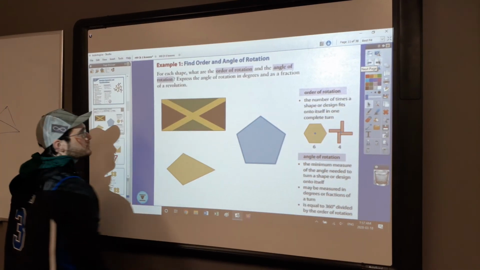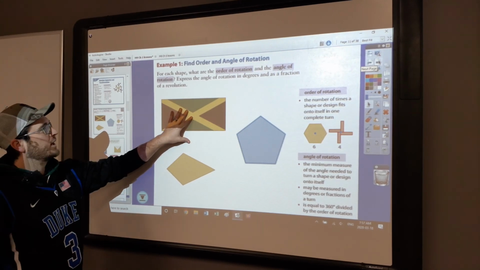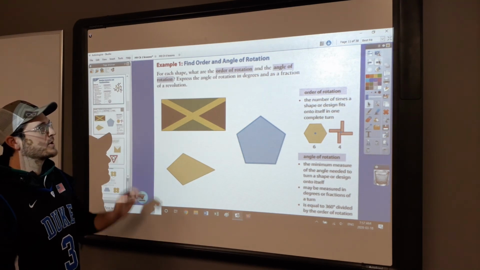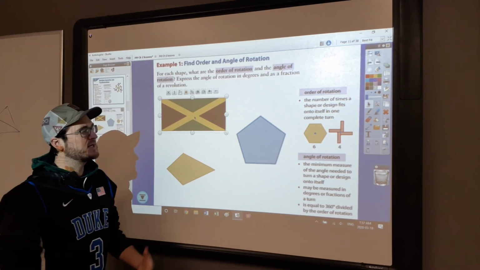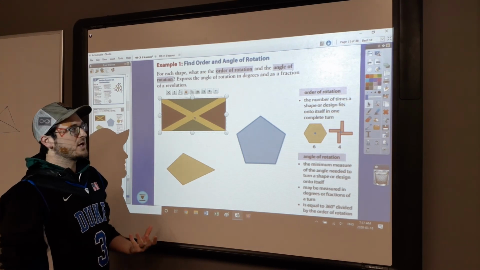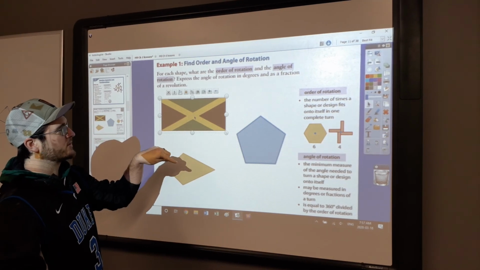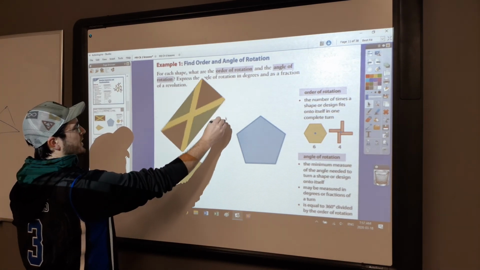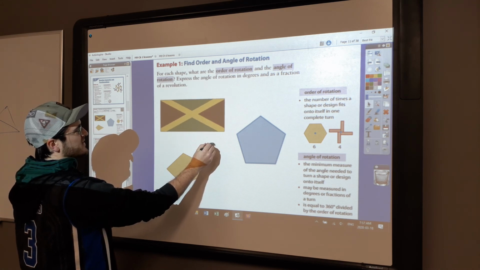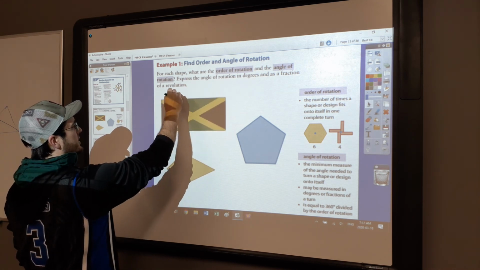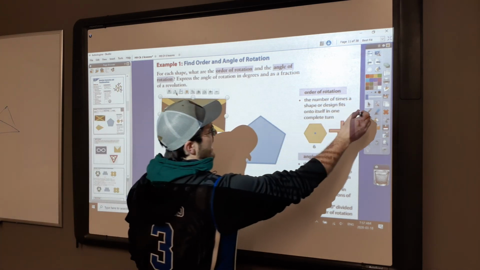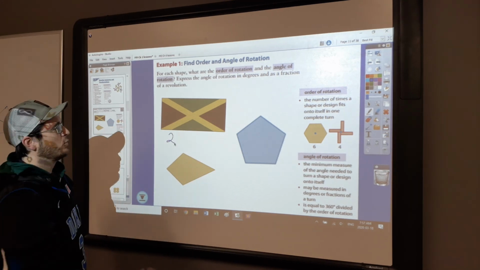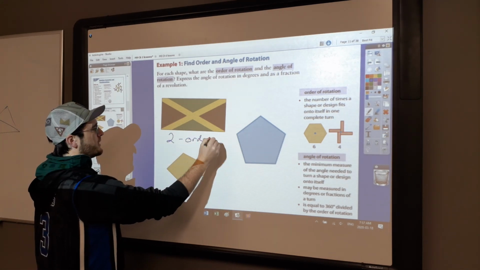In example 1, the Jamaican flag here. For each shape, what are the order of rotation and the angle of rotation? So we'll touch on both of those. The order of rotation just refers to how many times you can get the same shape back when you rotate it all the way around 360 degrees. In this case, with this flag, you can't tell the difference if you flip it upside down, right? You can keep rotating. Now this is the exact same flag, and then once I get back to the original, it rotated and got me the same shape twice. So the order would be 2 for that shape.